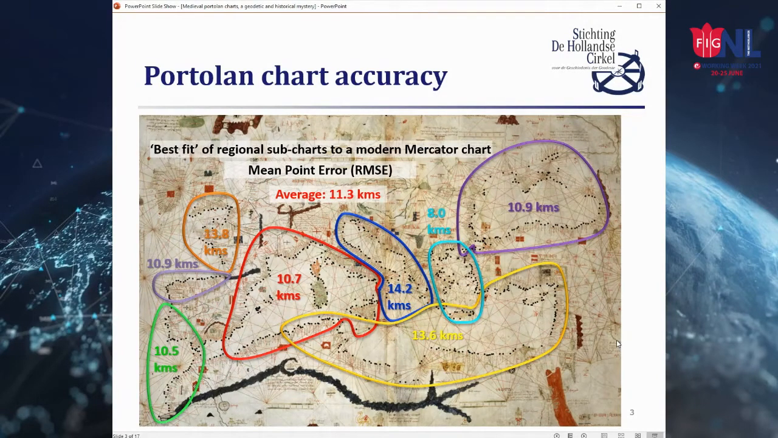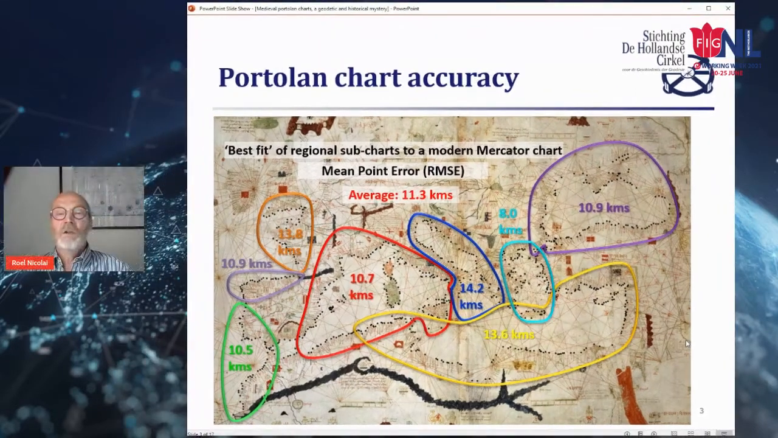The inference is that these point subsets correspond with regional charts, pieced together into a mosaic by medieval cartographers who did not know the exact scale and orientation of each regional chart, possibly by matching overlapping sections of coastline, as you can see here in this area.